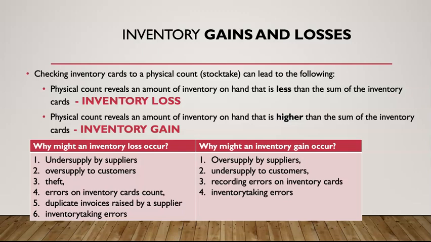There are fewer reasons for an inventory gain, where we find we have more than what we thought. This could be oversupply by our suppliers. Suppliers have given us more than what we thought. Undersupply to customers. We've accidentally given our customers not enough. And again, the same errors that we could potentially have made to lead to an inventory loss, just putting the wrong numbers in. This is a good time to update your notes to understand why we might have an inventory loss or gain.